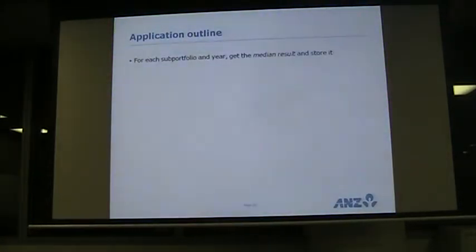So basically, what I want to do is for each sub-portfolio in here, I want to get the median result and store it, because for next year, I'm going to use this year's median result as the input. This is a kind of weird way of doing it, but that was like a parameter. That's how it's supposed to be done now.